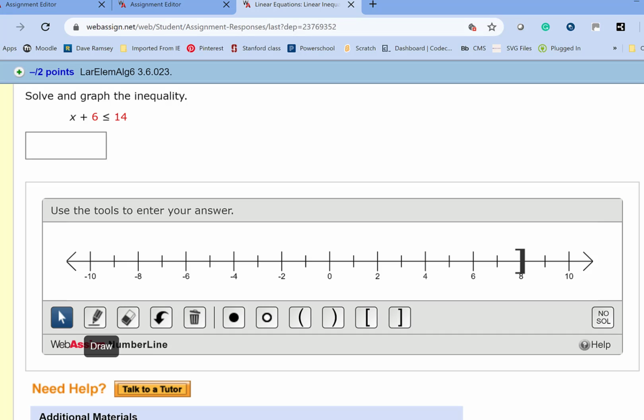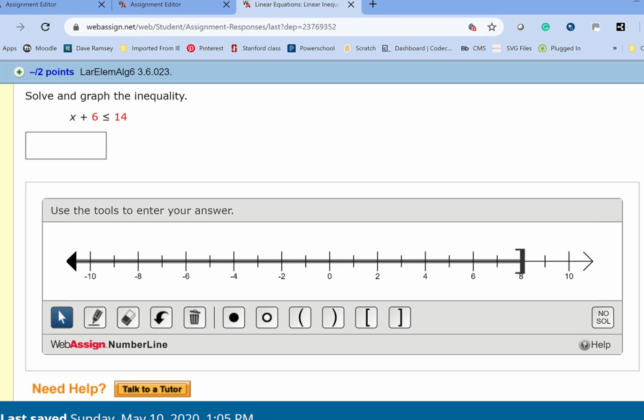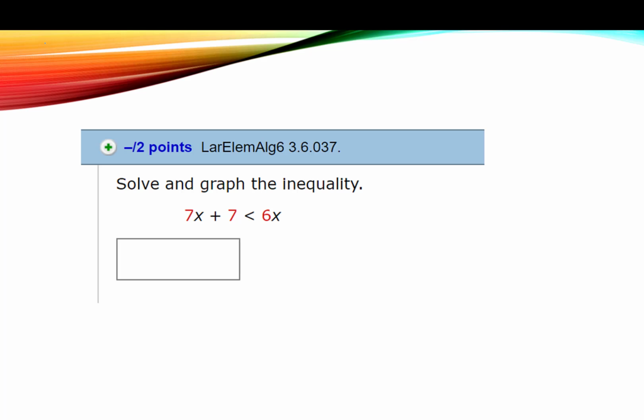There's one more thing you need to do to finish up this graph. Do you see this pencil? It's the second one next to the arrow. It says draw. I want you to select the pencil, and then just anywhere on this line of these numbers that are smaller than 8, I want you to select it, and that's how you make the graph on WebAssign. Okay, let's try another one.